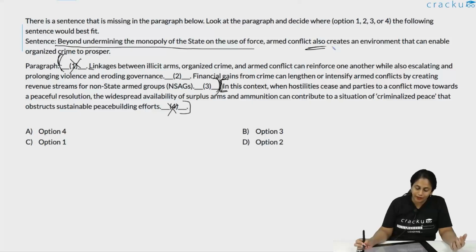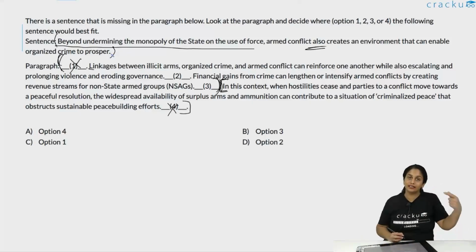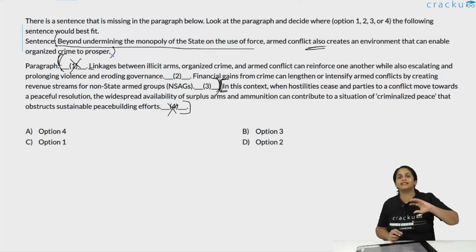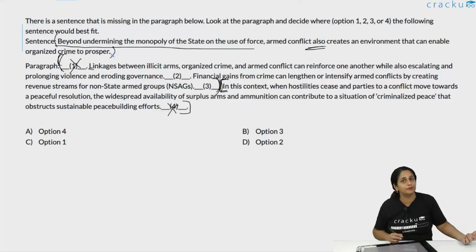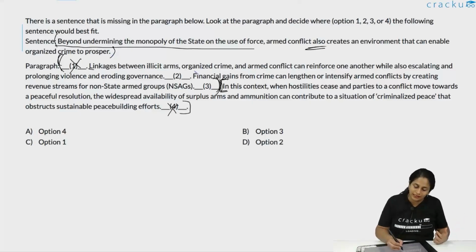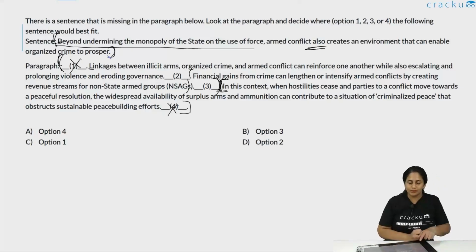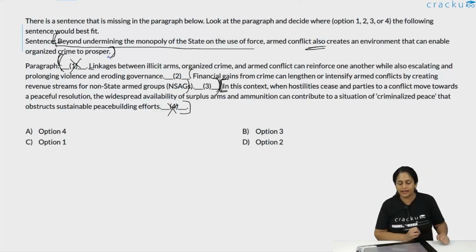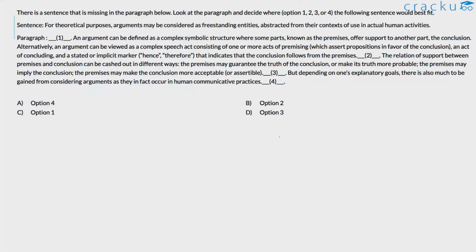So basically when you say that this part is adding on to an earlier part, it's like an additional point. When you say an additional point, it should come before another point is made. So that would mean that this point is made first, and then this is the additional point being made. So this sentence should come after the financial gain sentence, which means that 3 is the correct place for it. So the correct option to choose is option B.